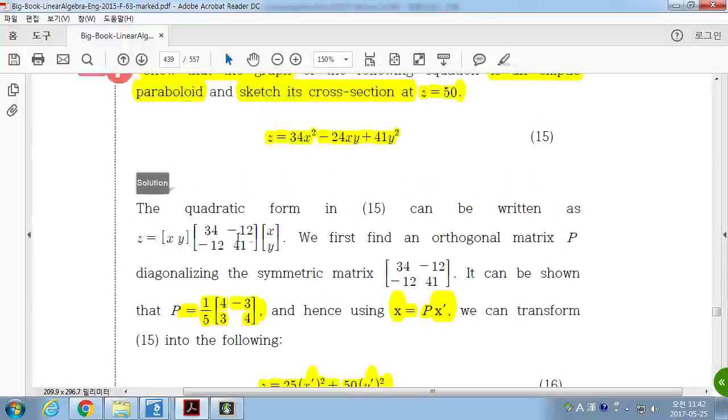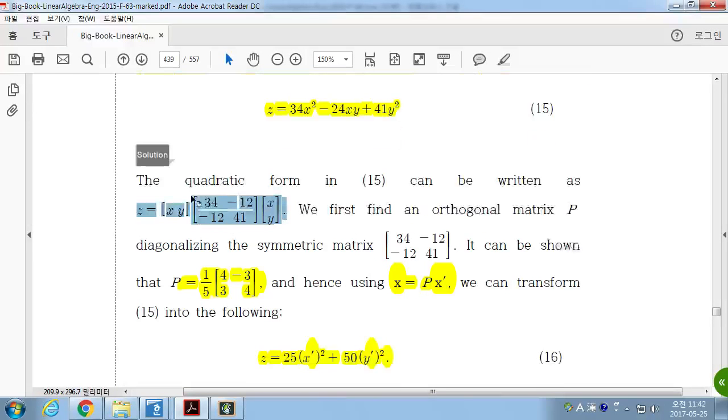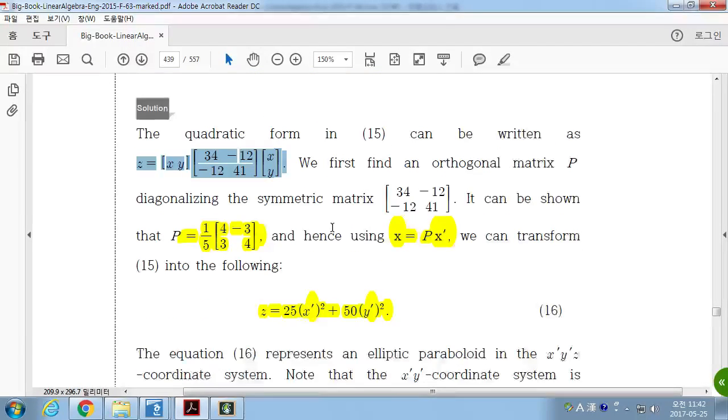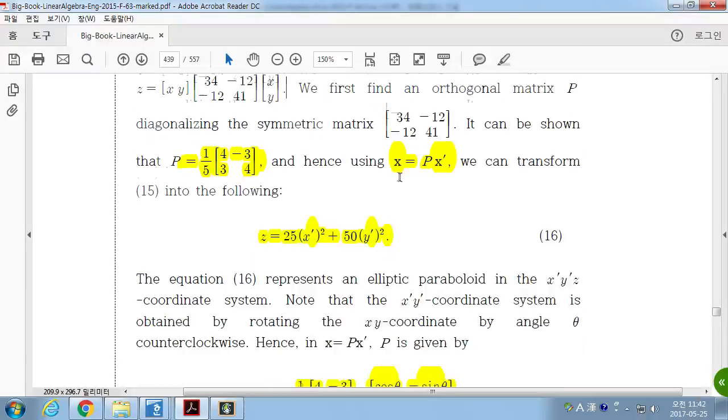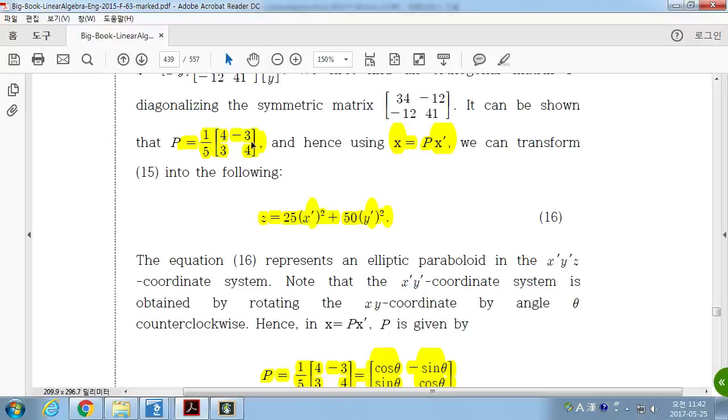So this form can be written in this way. So we have a symmetric matrix, and we have two eigenvalues, 25 and 50. And we have corresponding orthonormal eigenvectors here. And so we have a new axis with x equal to Px', with this orthogonal matrix P, whose column vectors are orthonormal eigenvectors of A.